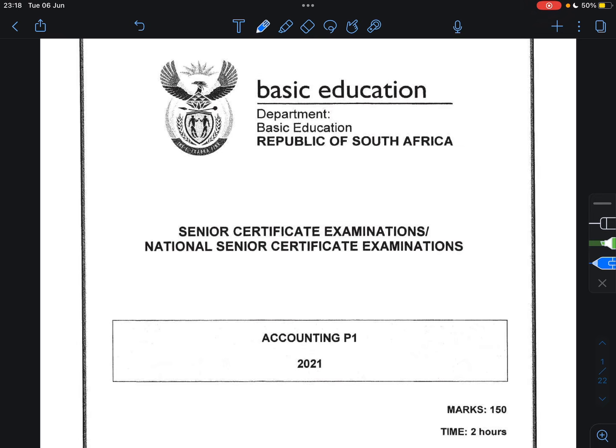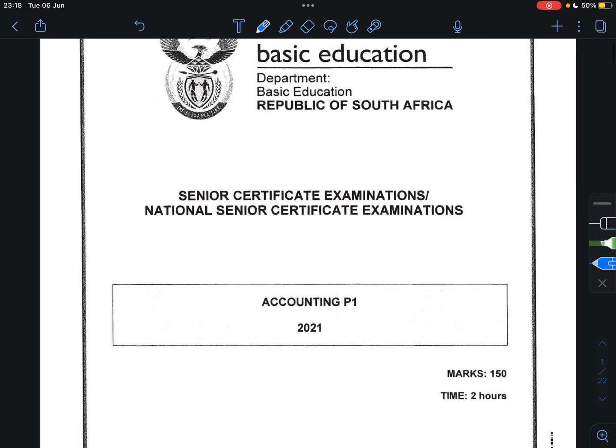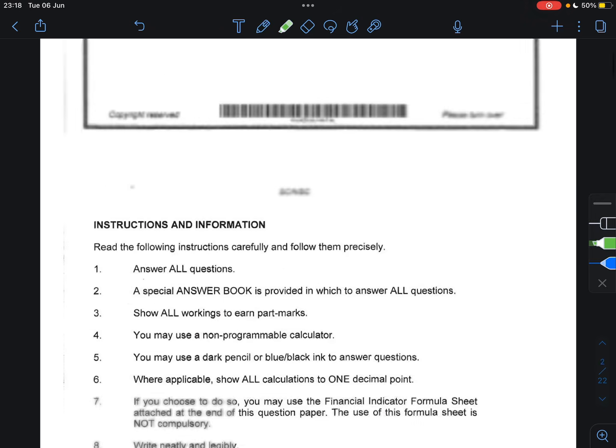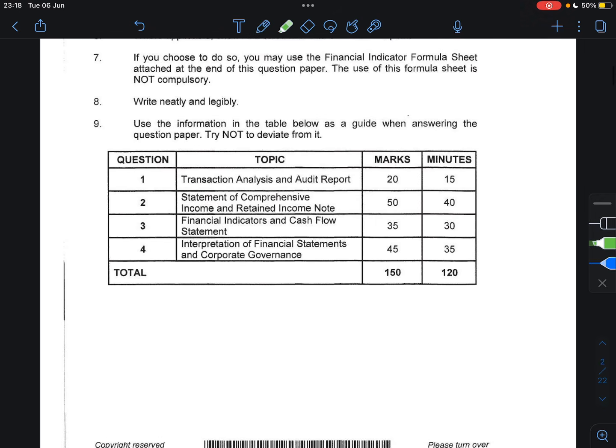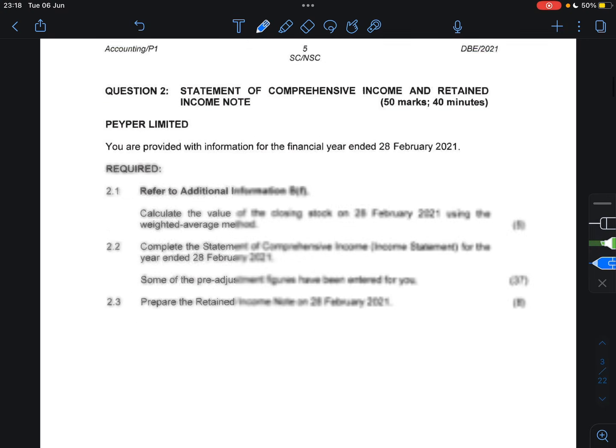So today we'll be looking at 2021 accounting paper 1. We will check question 2, which is your statement of comprehensive income and your retained income note. Without further ado, let's just get into it.